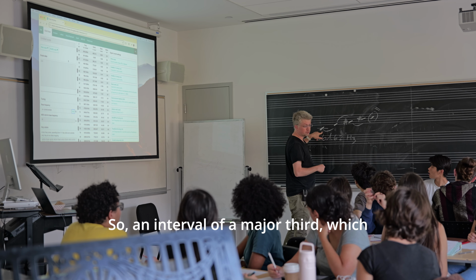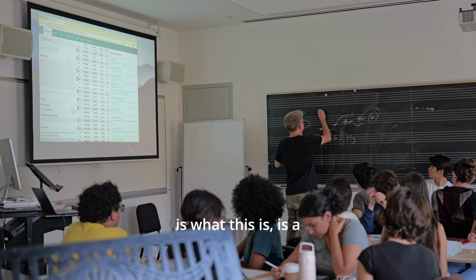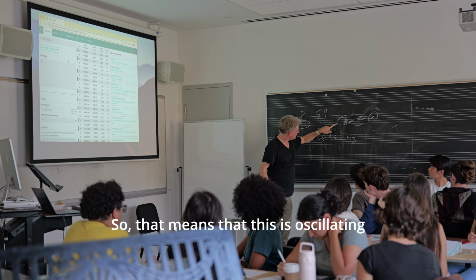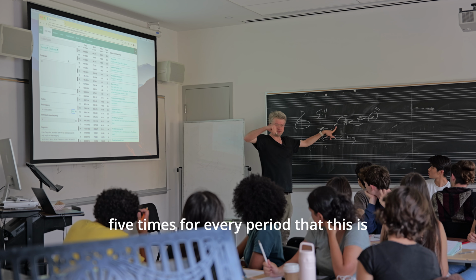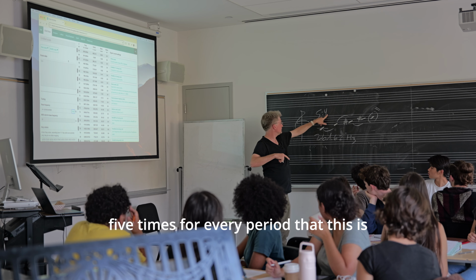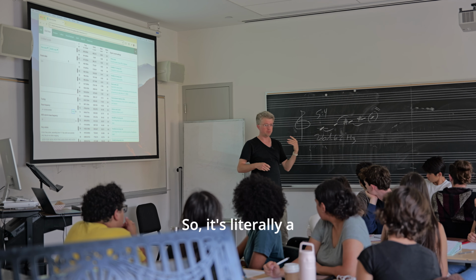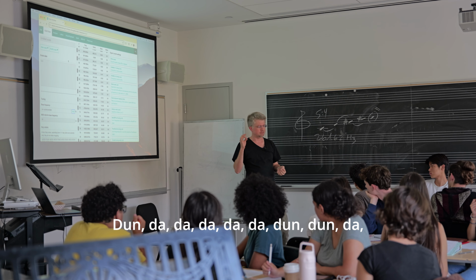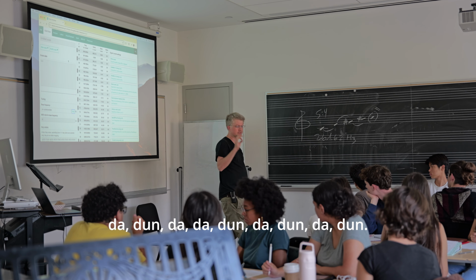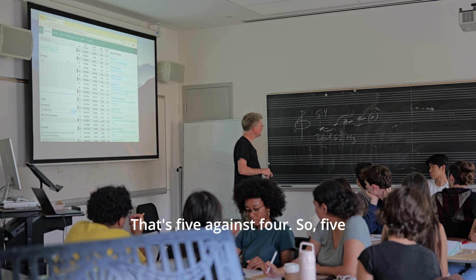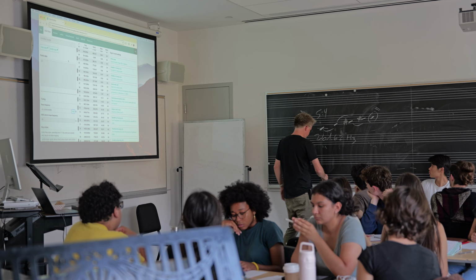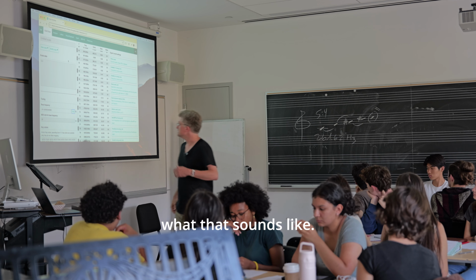So an interval of a major third, which is what this is, is a ratio of 5 to 4. That means that this is oscillating 5 times for every period that this is oscillating 4 times. It's literally a polyrhythm. So it's 5 against 4. That's 5 against 4. So 5 to 4, 5 to 4, 5 to 4. So let me show you what that sounds like.